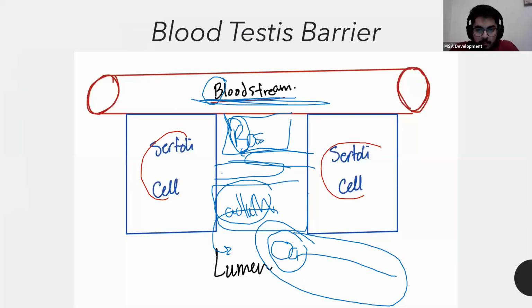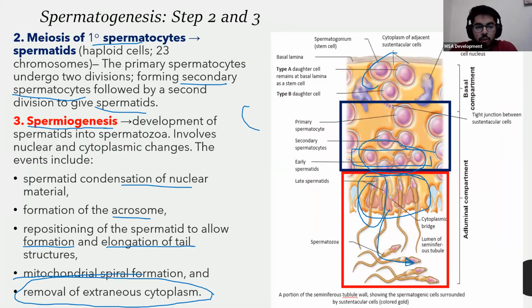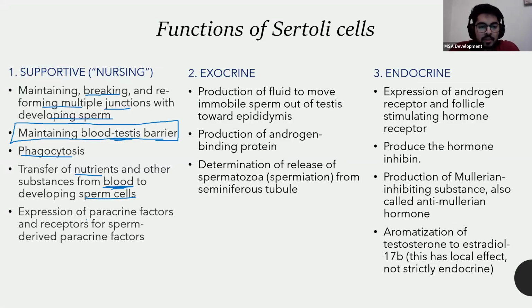If we come back here to this image, we can see that these sperms are very far from the bloodstream. Okay, so they need these Sertoli cells to take these nutrients from the bloodstream and provide them with these nutrients so that they can develop well. Okay, and the last thing is the production of paracrine factors.